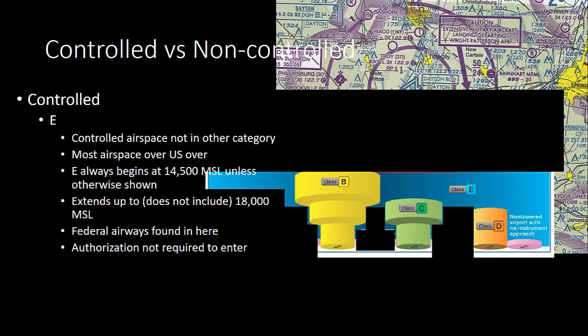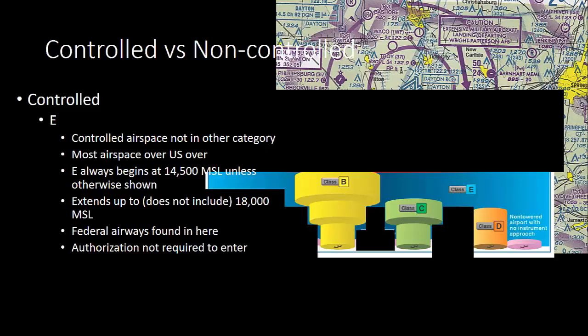Class E airspace, again, it's controlled. This is really the items that fit in the other category. So you've got some control, but they're not really over a major airport. This is where a lot of our airplanes are flying. This is actually most of the airspace over the U.S. It always begins at 14,500 feet mean sea level. So it's up above even Class B airspace, typically. And it extends upward to 18,000 feet mean sea level.